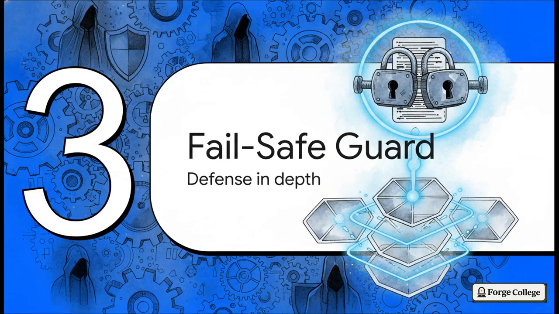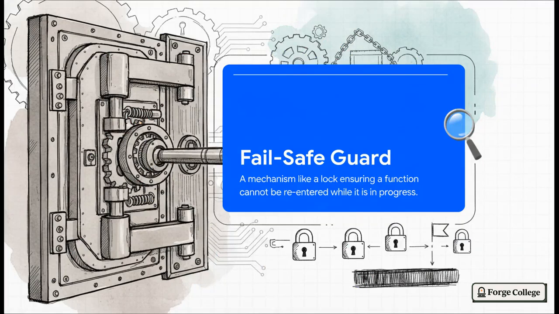Section 3. Adding a fail-safe guard. Time for some defense in depth. So a fail-safe guard is exactly what it sounds like. It's a mechanism, like a reentrancy lock or an idempotency flag, that guarantees a function absolutely cannot be reentered while it's already running. Conceptually, just think of it as adding a massive industrial deadbolt to the door of our newly built vault. Even if someone, somehow, finds a clever way to bypass our primary structural ordering, this heavy deadbolt is going to stop them right in their tracks.